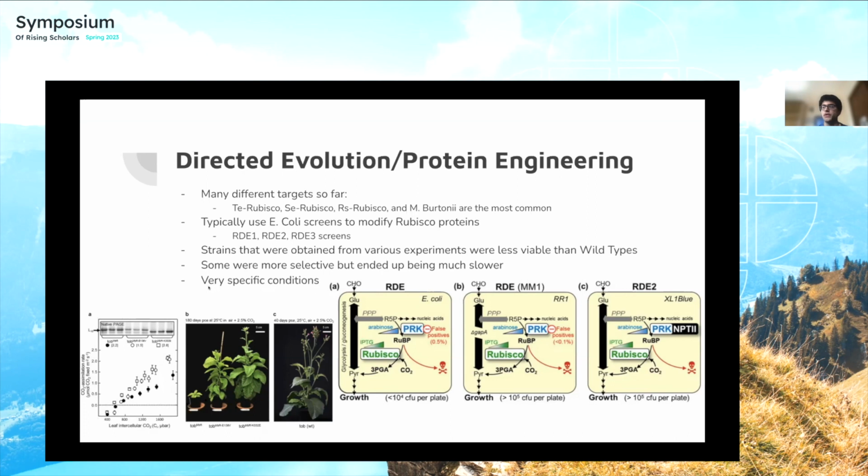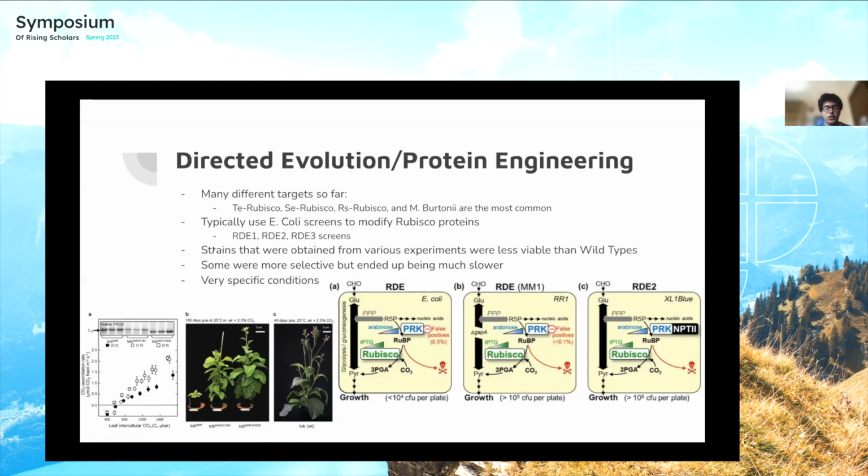If it was faster, they might lose a lot of their selection ability, and they would just start selecting for oxygen, which we don't want. And as you can see here, the plants that were edited, this is the M. Bartani one, were a lot smaller than the wild type in general. So here we can see a comparison.